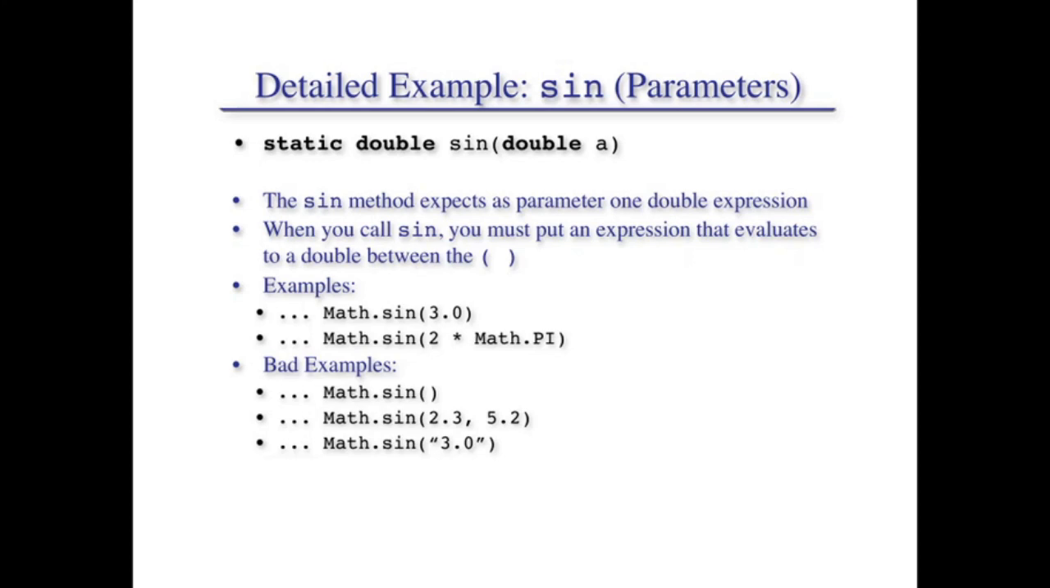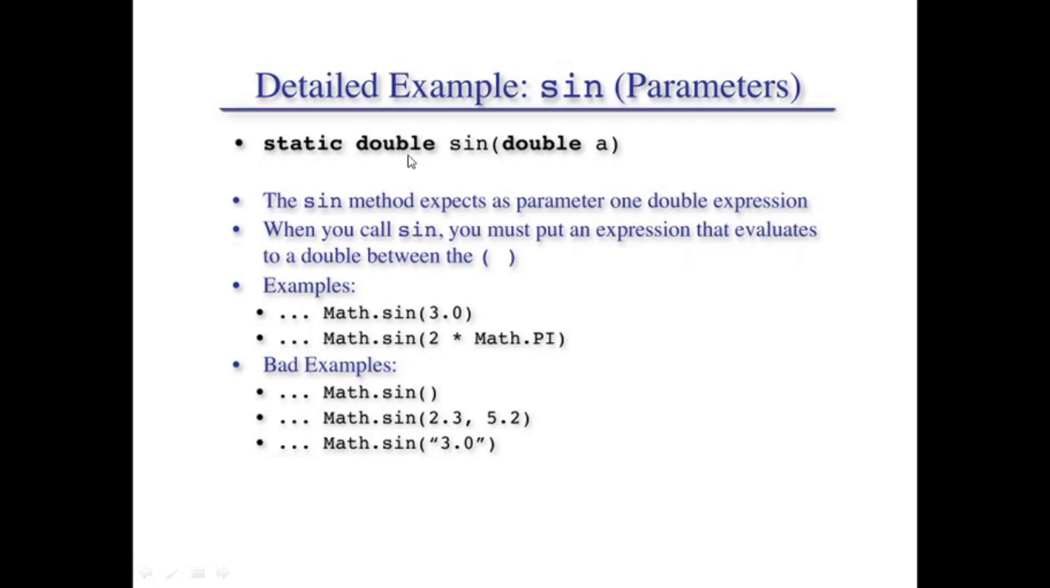We can go into the details of the sign function as an example of a method. It is defined as a static double sign double A. This is the prototype of the function, or you can say the declaration of the function. What do you mean by this? This means that this is a static method, so whenever it is used, it is used with the name of the class. Then it is returning a double value. This is the return value.